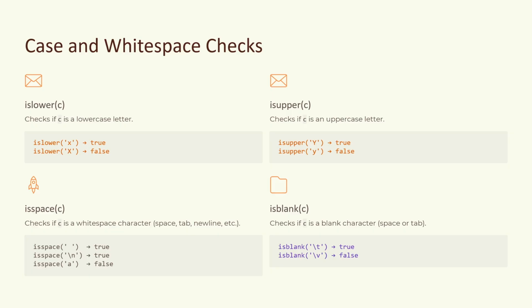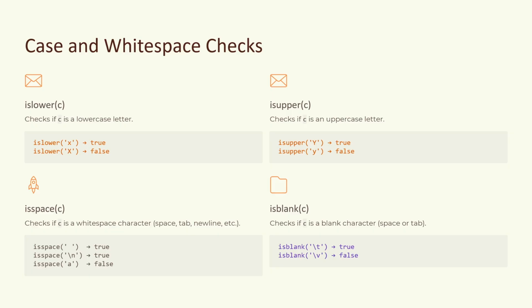The next function is isupper. The isupper function checks for uppercase letters. isupper of uppercase 'Y' is going to return true, and isupper of lowercase 'y' is going to return false. These are useful when formatting text or enforcing rules such as password requirements.